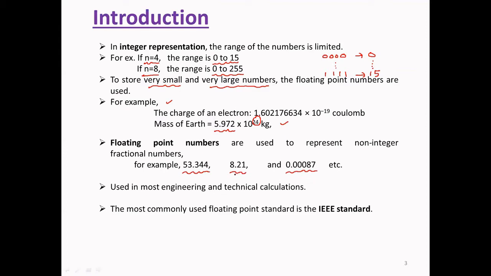See here, why is it called a floating point number? Suppose you want to represent 53, there is a decimal point at the rightmost, which no need to represent in the computer. Directly you can take 53. But 5.3, we cannot use integer representation because this point is floated. Suppose 0.53, the decimal point came here. So why is it called floating point? This decimal point is floating from right to left, so that's why it is called floating point numbers.